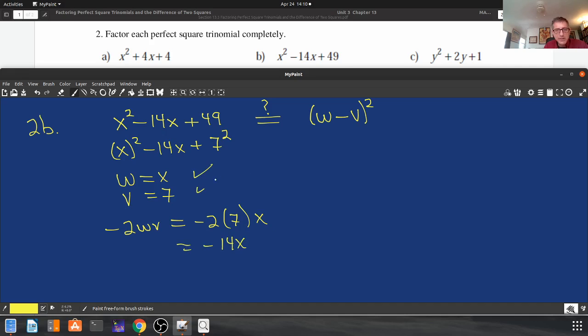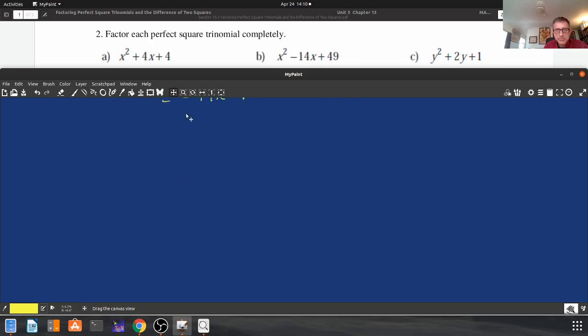So the answer is, I found a candidate for w and a candidate for v, and the minus 2wv criterion also checks. So my answer is now yes. I do know it's equal to that. So all I have to do now is replace my w with x and my v with 7. And I now discovered that x squared minus 14x plus 49 is equal to x minus 7 squared.